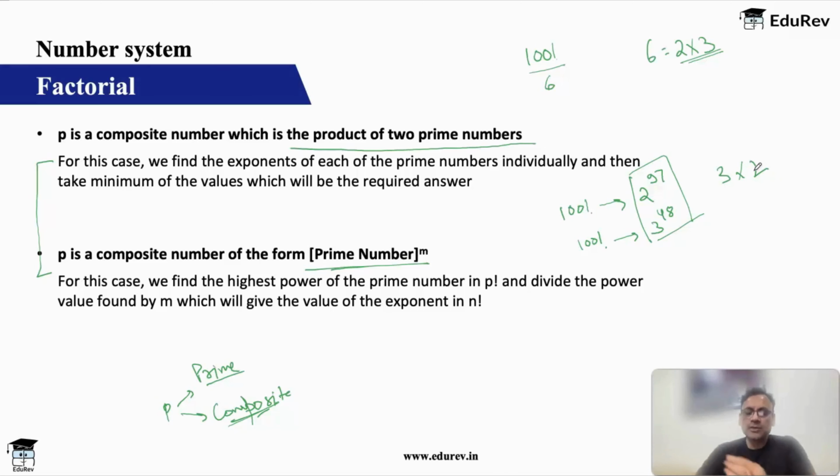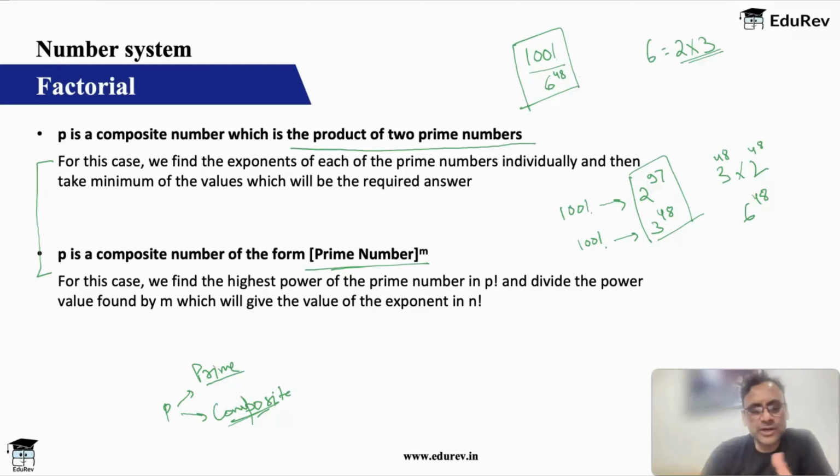Your pairs will be equal to whichever is lesser. So you can see that 3 is lesser. 3 is present 48 times, so 2 also you will utilize 48 times. There is more 2, but you can't do anything with the remaining 2s because there is no 3 left. So 6 to the power 48 is what you can have. So your answer will be 6 to the power 48 and not 6 to the power 12. Okay. So this is going to be the answer.